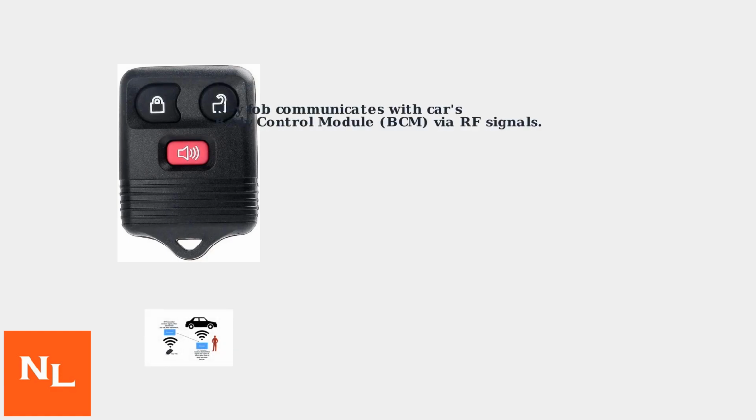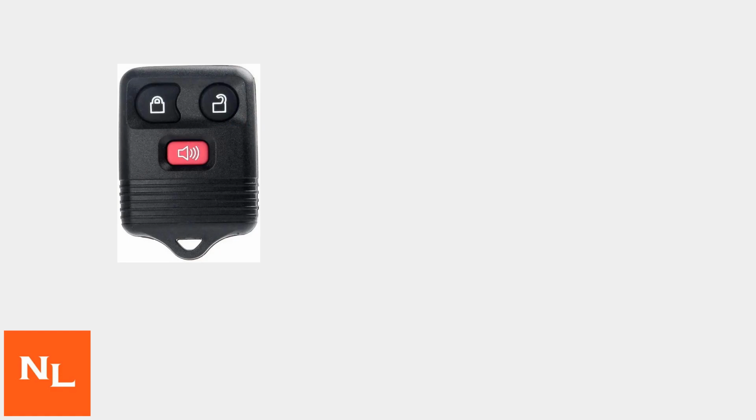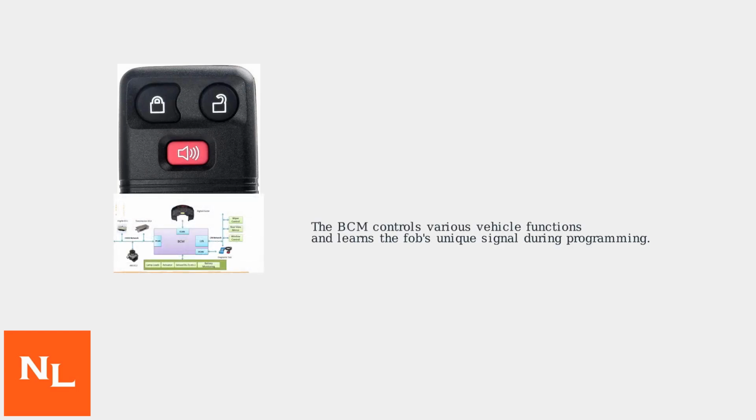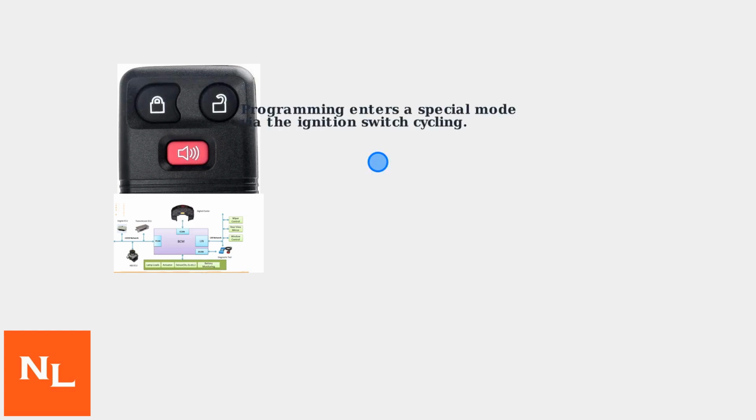The key fob communicates with the car's body control module, or BCM, using radio frequency signals. The BCM is the central electronic control unit that manages many vehicle systems. When programming, it learns and stores the key fob's unique signal. The system uses either rolling code or fixed code encryption for security. The radio frequency is typically 314 MHz for domestic models or 434 MHz for international versions. To program the key fob, you enter a special programming mode by cycling the ignition switch in a specific sequence.